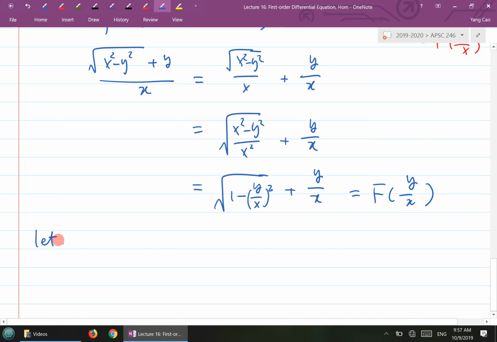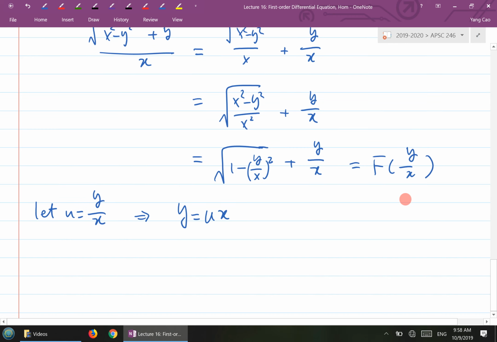And then you let u equal to y over x. Okay, so we let u equal to y over x, introducing a temporary variable u. u equal to y over x means y equals u times x. So that's naturally from this new variable u here. Okay.